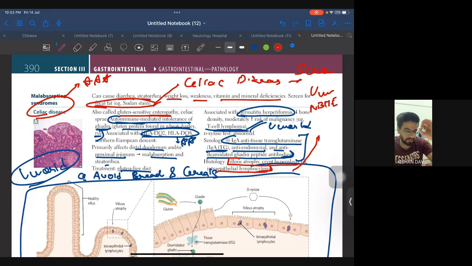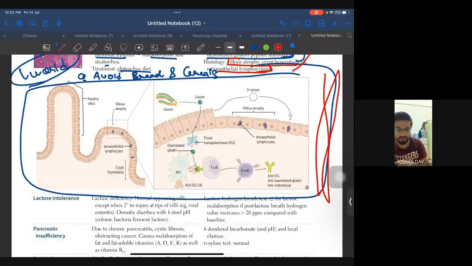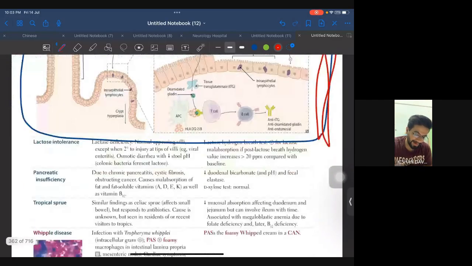Okay, so in this every single word is very important. Even this bracket, T cell lymphoma, is very important. They have linked it with this also. Okay, so that's all for celiac disease, and if you want you can just give it a read over here. Okay, lactose intolerance, we already did this in biochemistry, so let's just skip it.